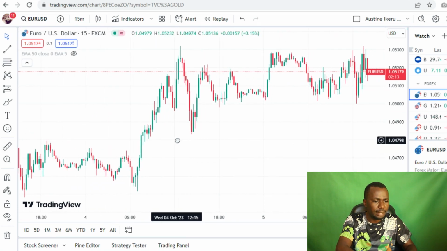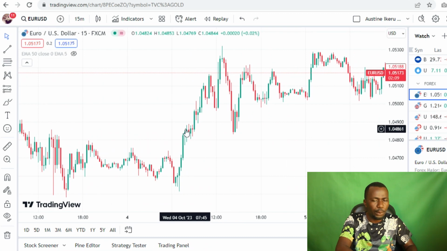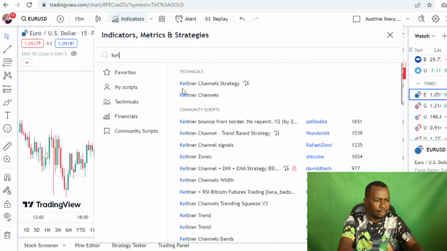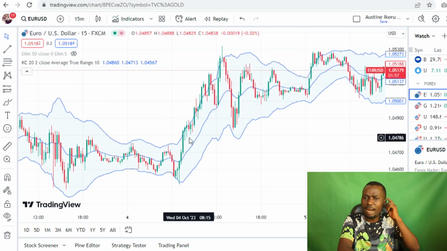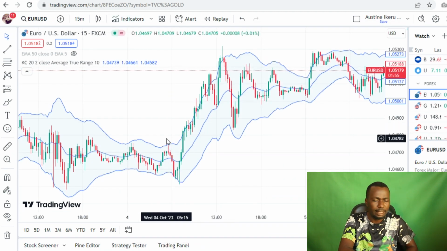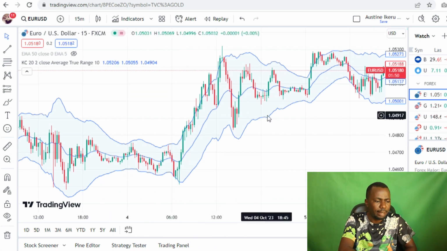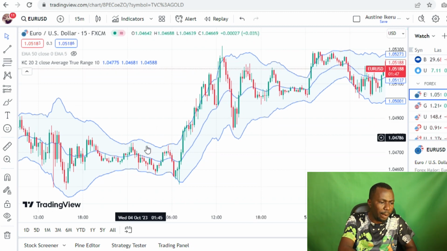So this is a live chart, right? This is EUR/USD. This is a live chart. For you to plot this indicator, you simply go to the indicators and search for Keltner, right? This is it, and you click it. It's now out. So this is how it looks on a chart. This is TradingView. So this is how the Keltner channel looks. It's similar to a Bollinger Band. This is the upper band, this is the lower band, and this is the mean.